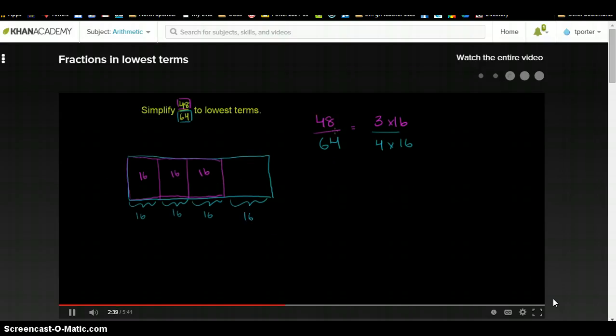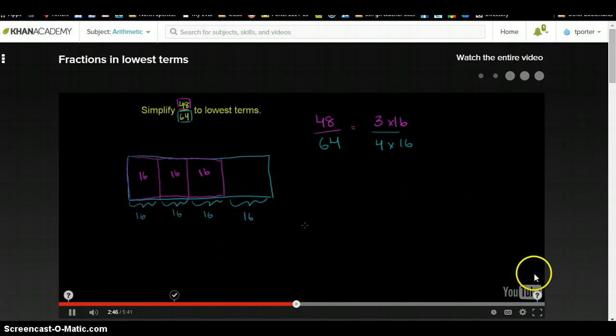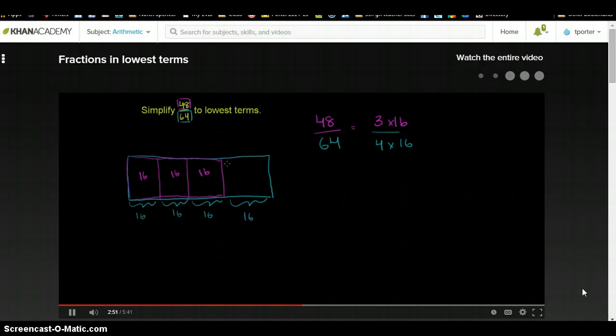So what is 48 over 64 in lowest terms? If we want to write this as the simplest possible fraction, well, if we make each of the pieces equal to 16 of our old pieces, if we make this into one piece, we turn 16 into 1, then instead of 48 over 64, we're talking about 1 piece, 2 pieces, 3 pieces of a total of 4. So this is going to be equal to 3 over 4.